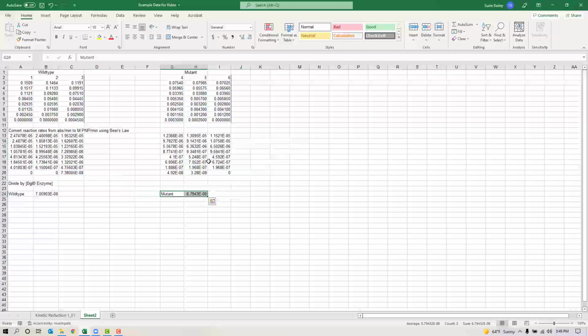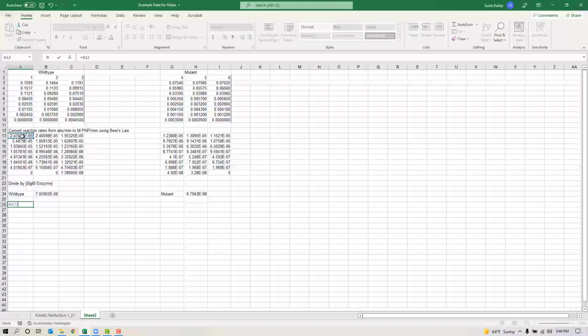Likewise, my mutant reaction rates are all going to be divided by this mutant enzyme concentration. So once again, I'm going to have Excel do this calculation for me. I'm not going to do it by hand. Click on the cell you want the answer to appear in, type an equal sign, and then I want Excel to take this number and divide it by this number.